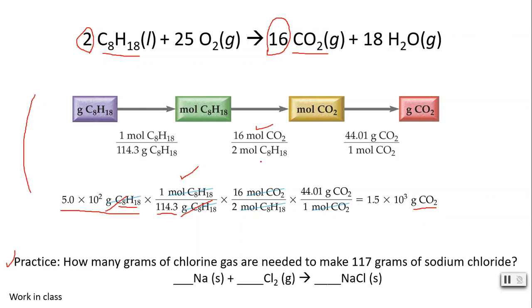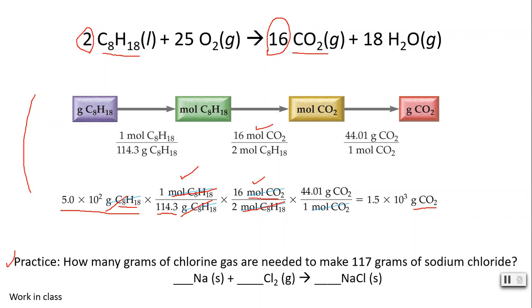So those coefficients I'll write as a conversion unit so that my mole of C8H18 cancels with my mole of C8H18 from the molar mass. So after my second step, I'm left with moles of carbon dioxide. I'm almost home. Remember, my target is grams of CO2.